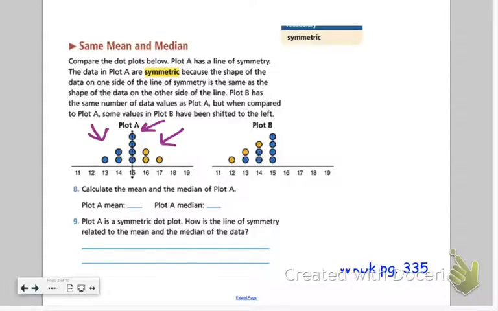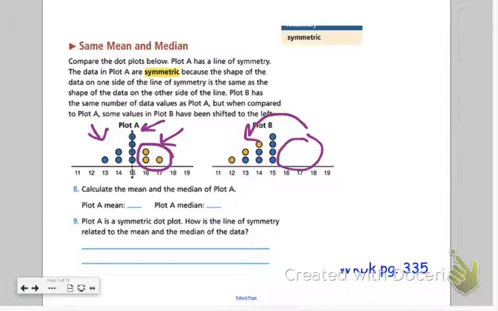If you look at plot B, it has the same number of data values, so it still has the same number of dots there. But when compared to plot A, you can see that some values in plot B have shifted to the left. Take a look at these 3 yellow dots here. You can see that instead of them being over here, they were shifted down to the left side. So now they're over there.